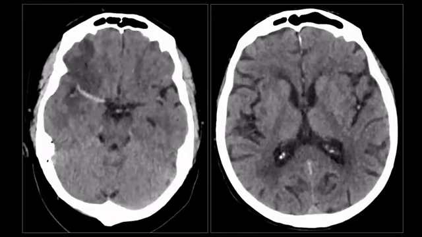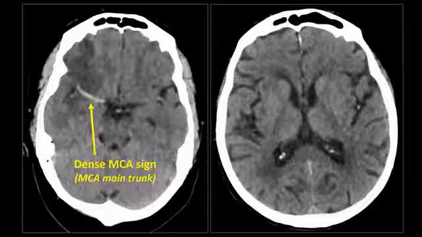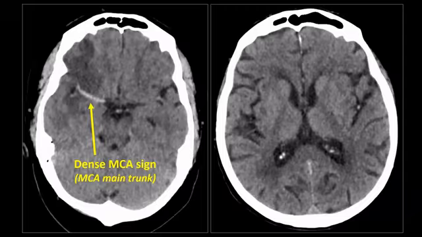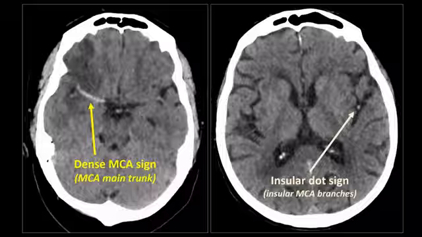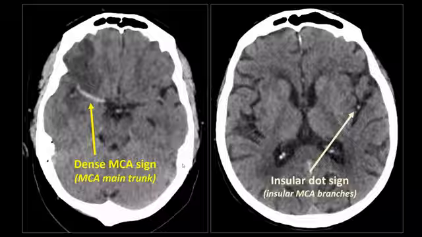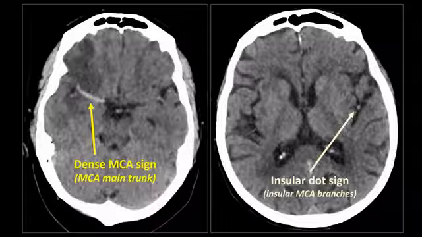Depending on where the occlusion is located, we can also call the dense artery sign more specifically the dense MCA sign, when it is located in the main trunk of the middle cerebral artery. Sometimes the occlusion is more peripherally located in a smaller branch, then we can call it the dense M2 sign or the insular dot sign, when it's located in a small branch in the insula. Now, it's the same sign, dense artery sign, and then there are some small variations in the name based on the exact location of the sign.